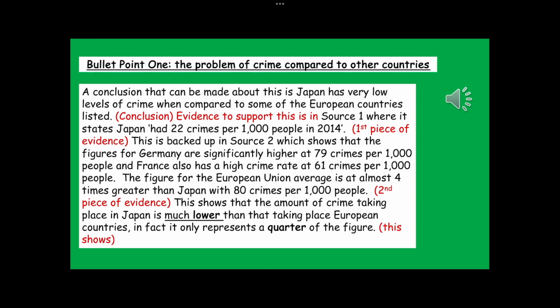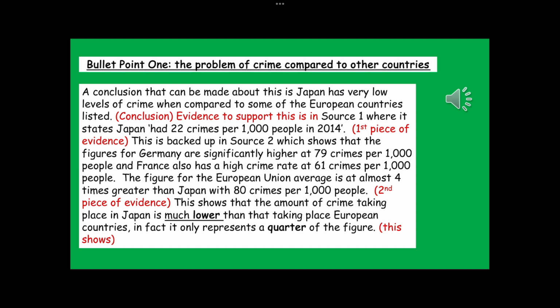So there you have done what the question is asking you to do, and that you have made a clear conclusion. You're then going to say evidence to support this is in source 1, where it states Japan had 22 crimes per 1,000 people in 2014. So that is a clear first piece of evidence from one of your sources.